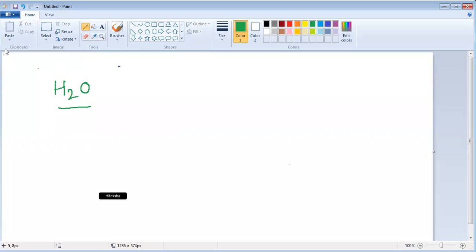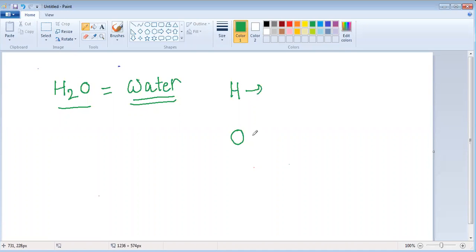Water. Someone of you said it is water. So H2O is water. मैं H2O लिखता हूं, आपको पता चल जाता है वो वाटर है। What is the meaning of H and O? बताइए। Tell me what is H and what is O? Hydrogen and oxygen.